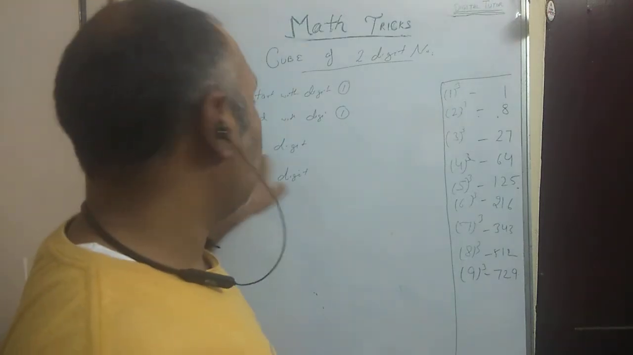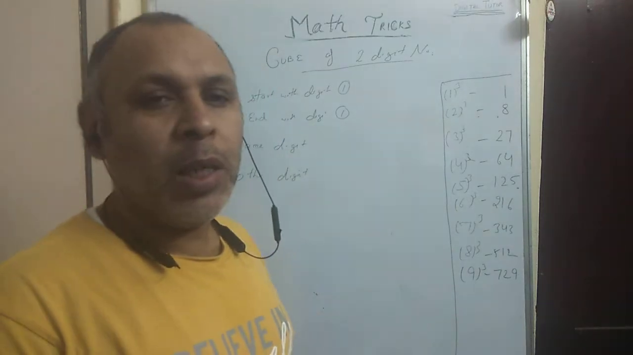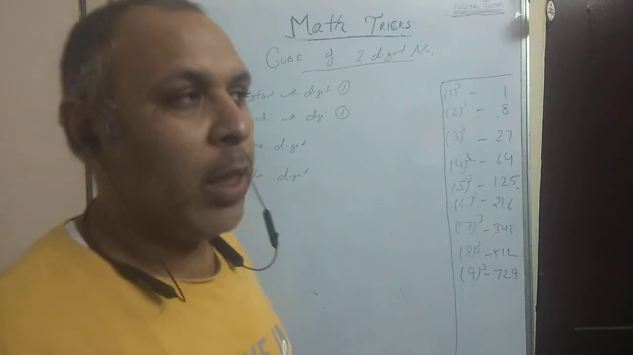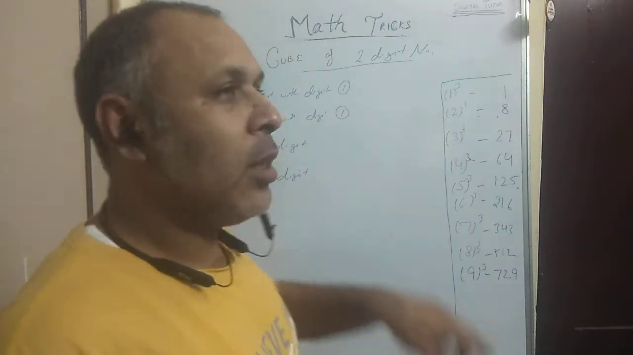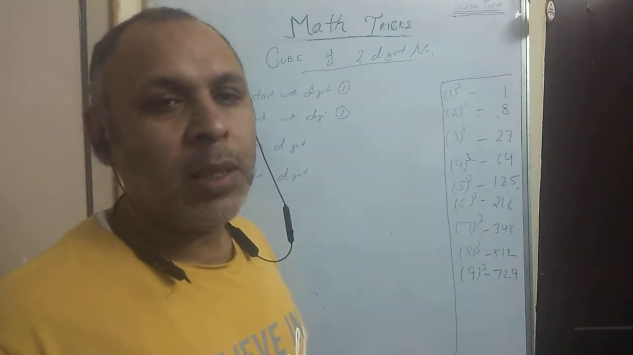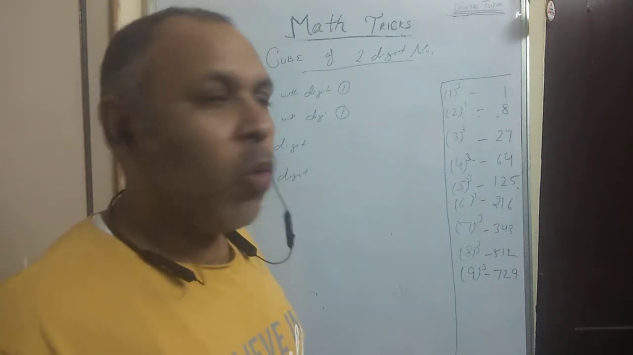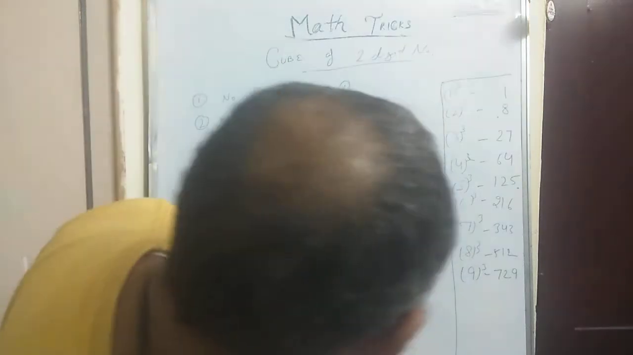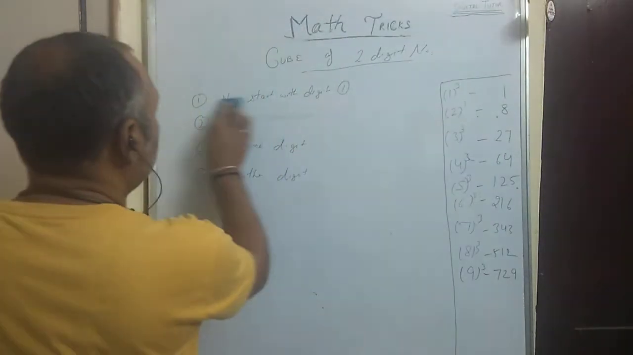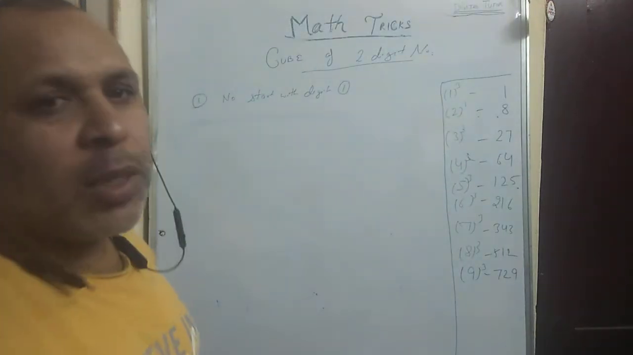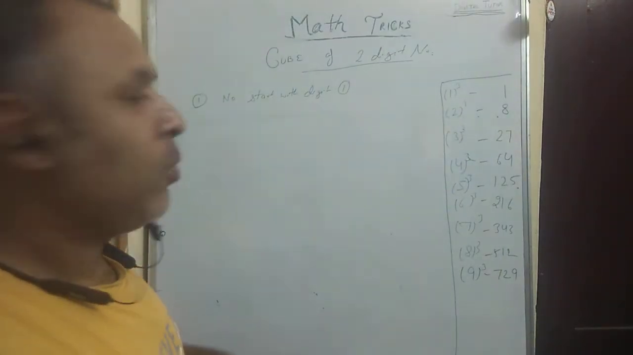And next is same digit, both digits are the same: 11, 22, 33, 44, 55, 66 up to 99. And other digits, that is all other digits like 32, 49, 67, all the digits. For these there is a separate formula for each. So start with the first method, that is numbers starting with the digit 1.